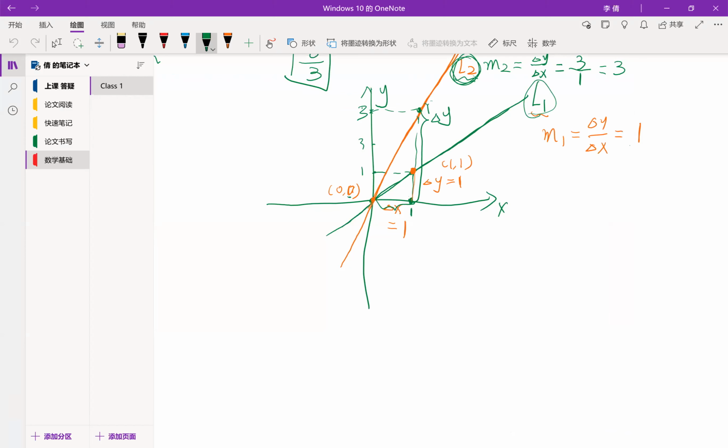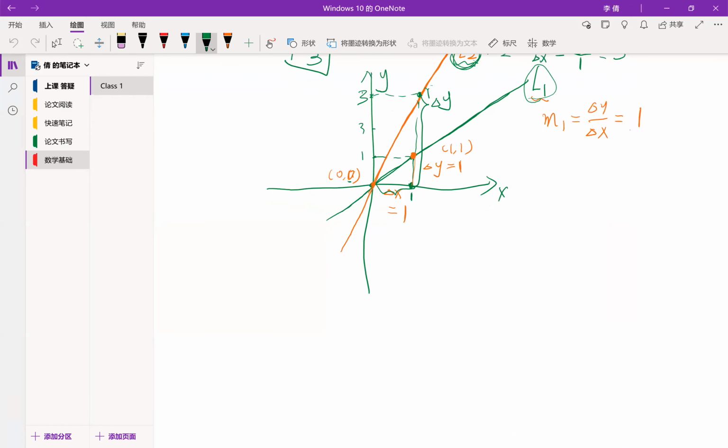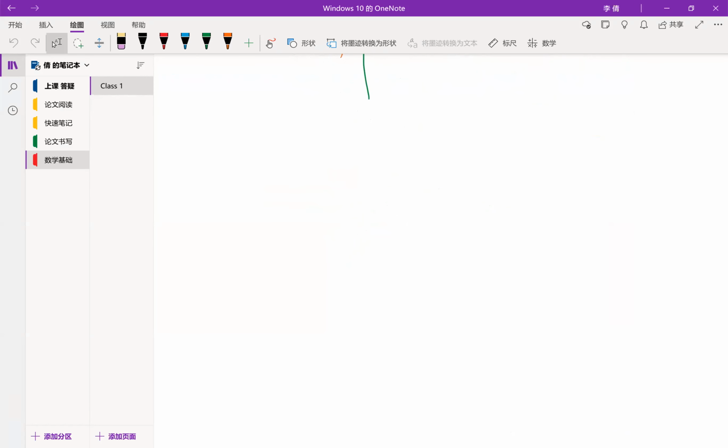Okay, let's see it together. In this exercise, we need to compute the increments between these two points, and then find the slope of the line AB. And let's say the first one is A.